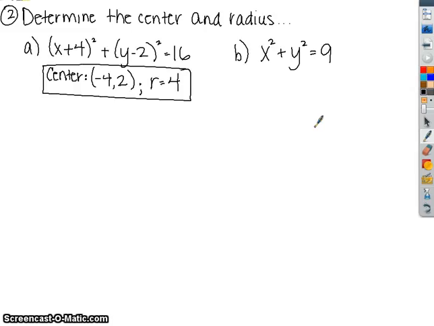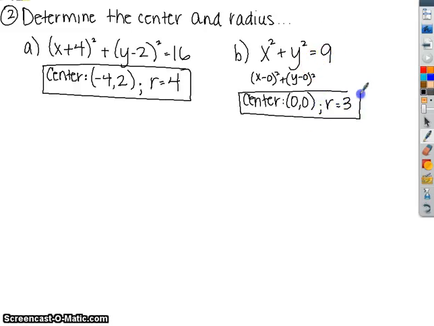Well, think about it. When there's not a number there, doesn't that mean that you're adding or subtracting 0? So really, in a way, this is almost like saying x minus 0, y minus 0. Right? We just don't usually write that. So that means that, in this case, the center is (0, 0). The radius, remember this is radius squared, so that means that the radius is 3. Okay, so don't let that throw you off. If you don't see a number there, that just means that it's a 0. All right. Third example, I have 4 total.